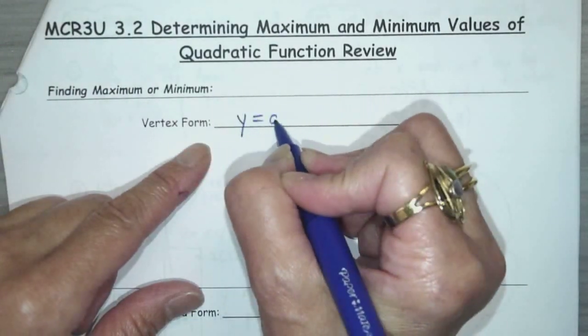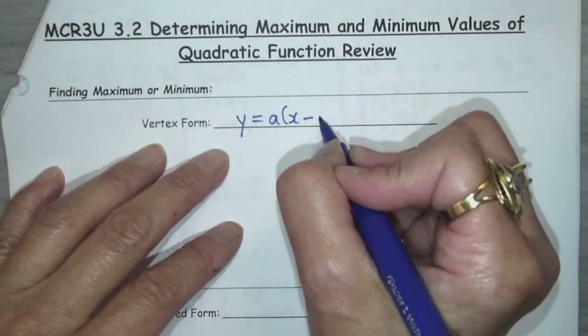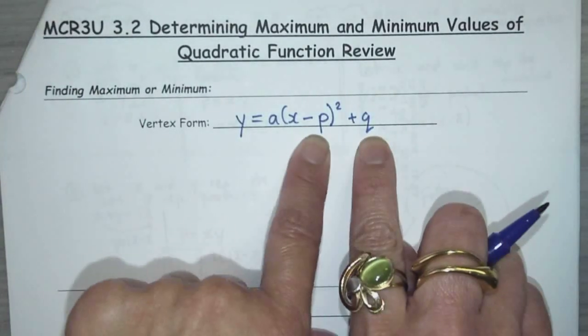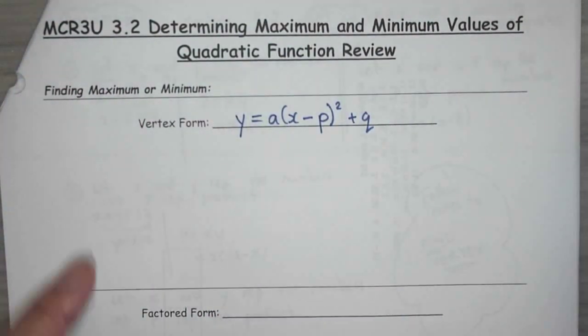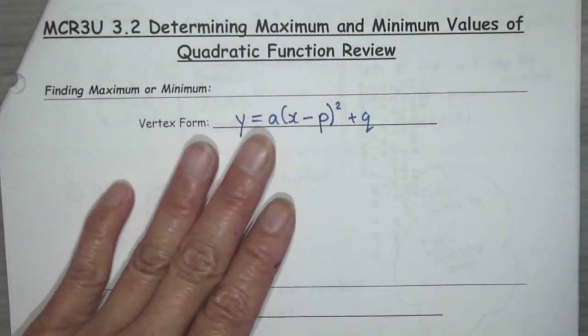So y equals a(x minus p) squared plus q. I've used p and q. I know a lot of teachers also use h and k. It doesn't matter, right? So p, q, h, k, there. Right? So from your vertex form, if we have this, then what did we do?